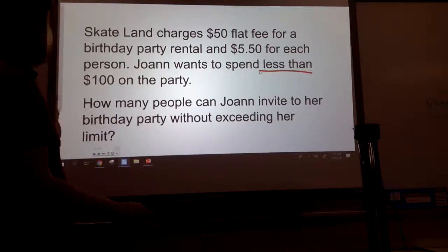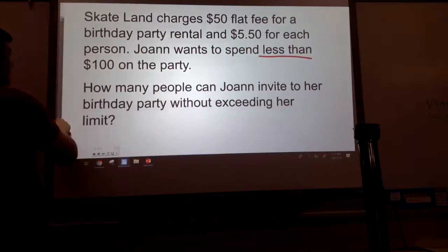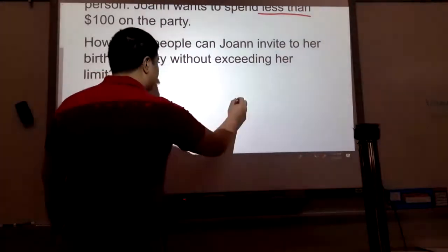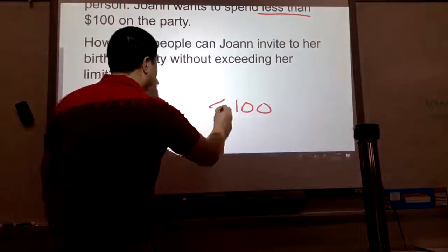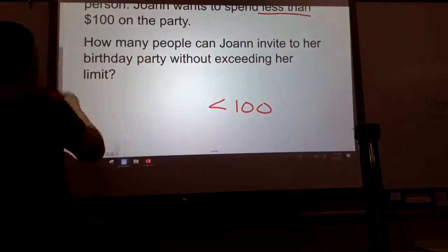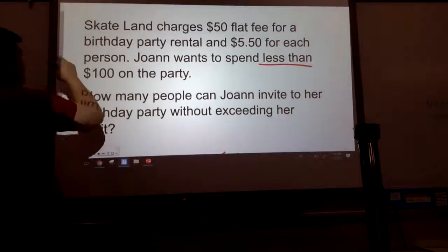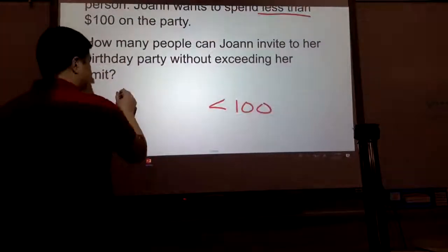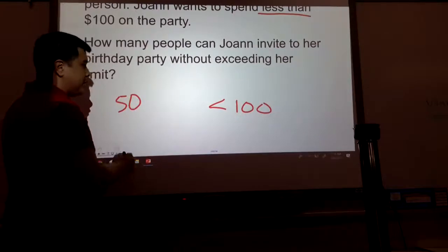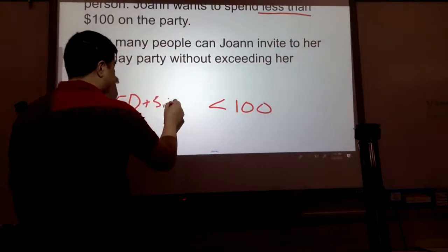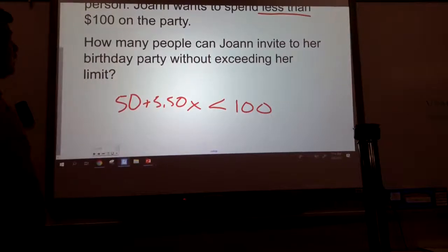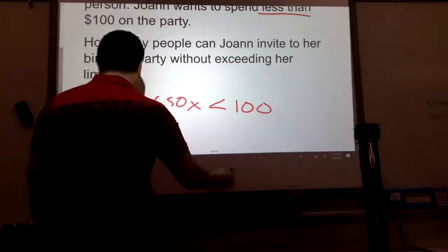Okay, so in this case, she wants to spend less than $100, so we're going to represent that by this. This is over here going to be how much she spends. So, again, she has a $50 flat fee. So she has to spend $50 plus $5.50 per person. X will be the number of people she can bring. To solve this, we're going to subtract 50 from both sides.